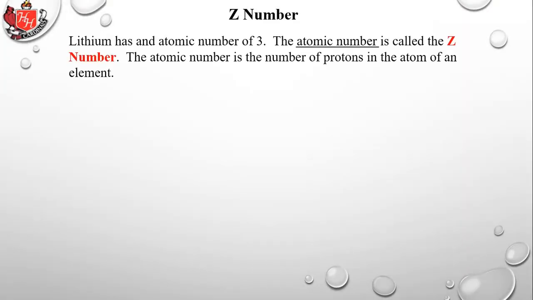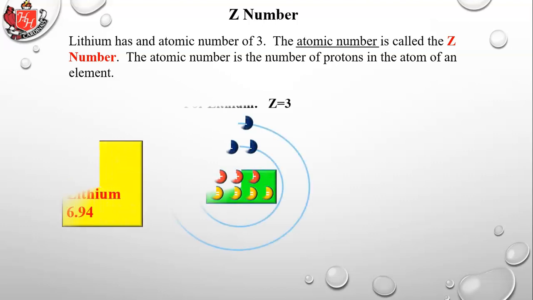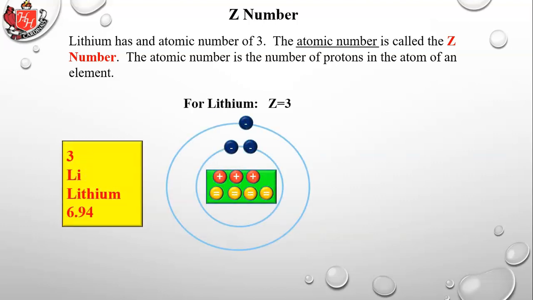Lithium has an atomic number of 3. The atomic number is called the Z number, and the atomic number is the number of protons in the atom of an element. So there we see a lithium atom. You can confirm that on your periodic table.